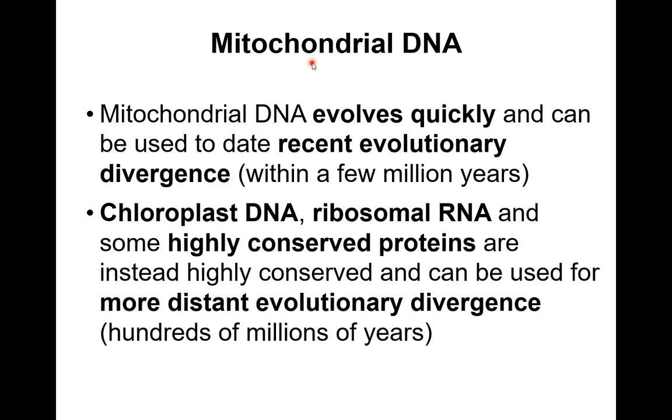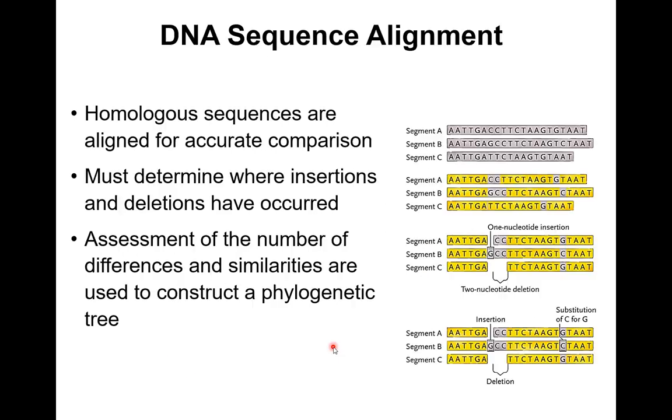You have so much difference that at that point it becomes less helpful even to define that distance. So it works well in short evolutionary distances, but not that well in large ones. Instead, molecular data from chloroplast DNA, ribosomal RNA, or highly conserved proteins, so structures that don't change that fast, are much more helpful to define relationships between organisms that are much more distant from an evolutionary point of view. We're talking about hundreds of millions of years at this point.